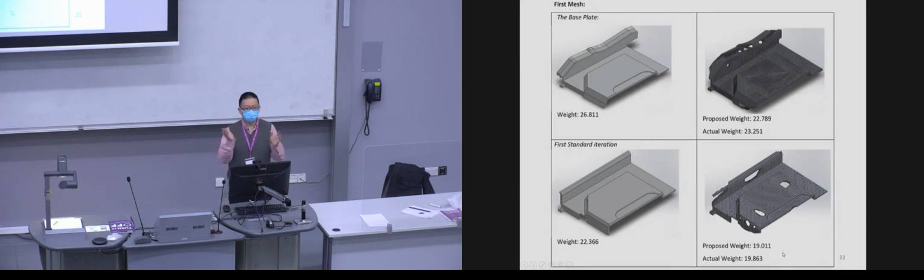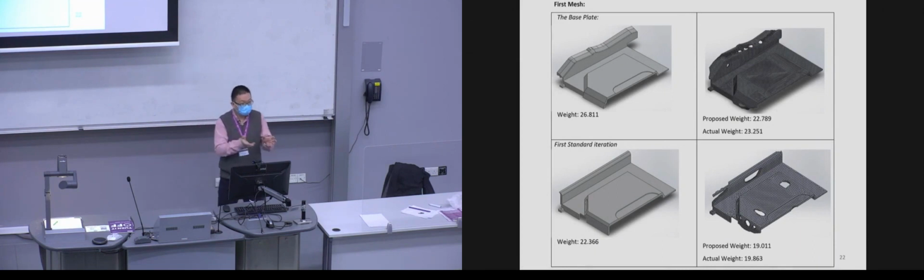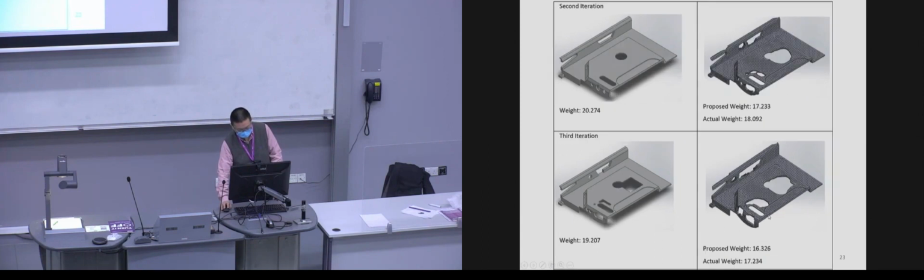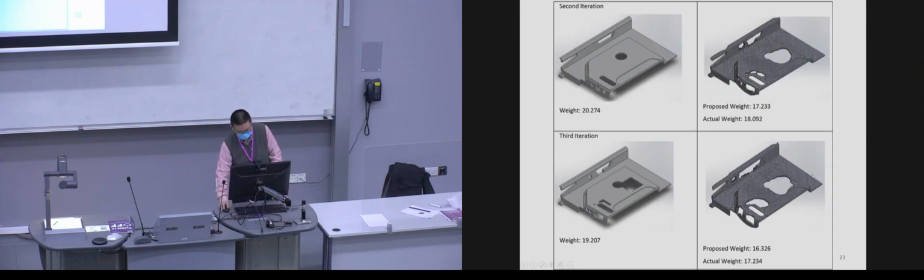So let's say we stop at 60% of the original weight. Reducing the weight by 30% is already a very significant improvement. Let's say he did this for the other one, for this one, and you can see the original design is 26, and you can further reduce the weight in this way.